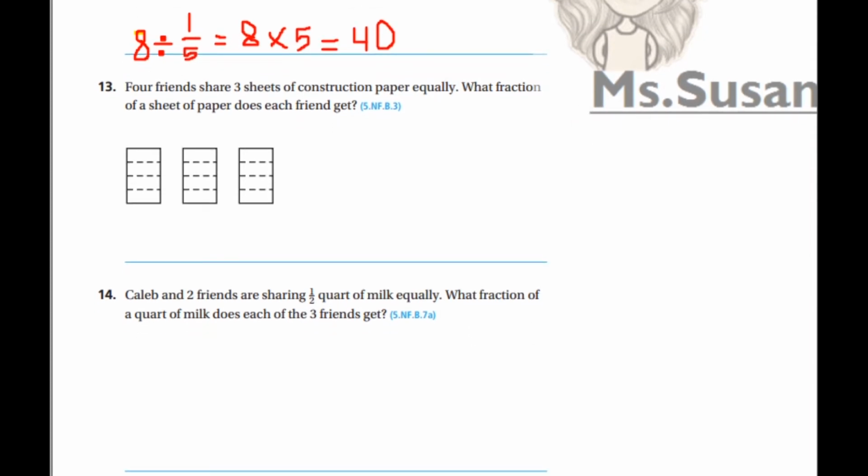Next question. 4 friends, so the number of friends would be 4. Share means divide 3 sheets of construction paper equally. So we have 3 sheets of construction paper. 4 friends will divide it between them. So this means each one will take what fraction? He wants the fraction. So let's write the sentence.